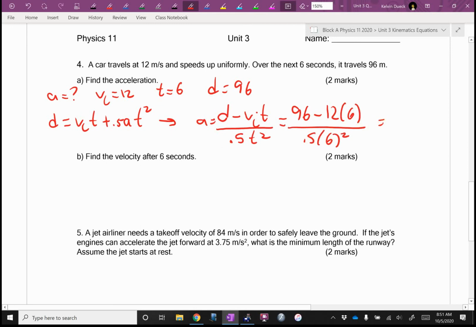I might be able to do this in my head. It's going to be 96 take away 72, so that's going to be 24, divided by 0.5 times 36, so 48 over 36. Mr. Dewick, what can you divide by 2 and 2? It's going to be 24 over 18, 3 and 3. It's going to be 8 over 6. 4 over 3, is it 1.3 repeating? Yeah?